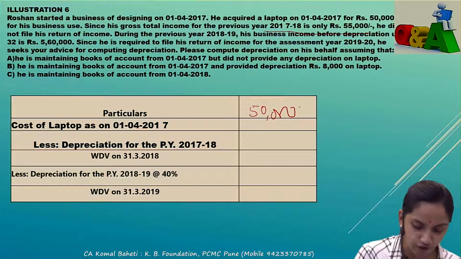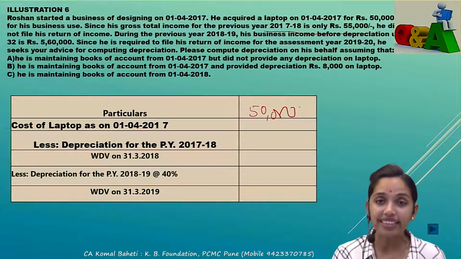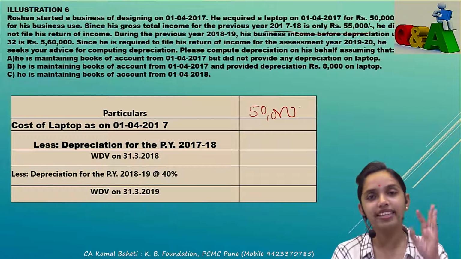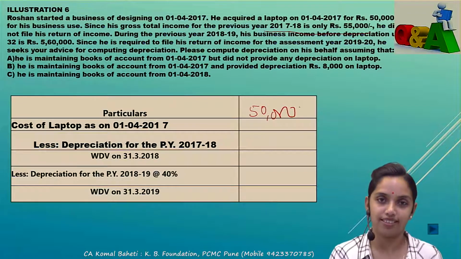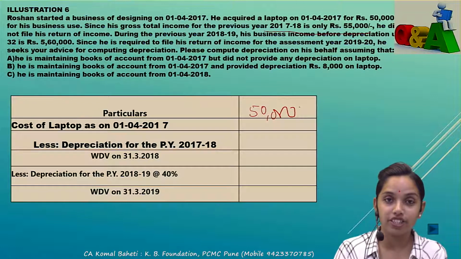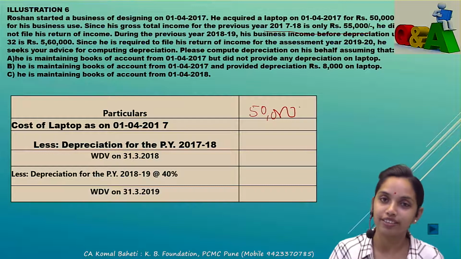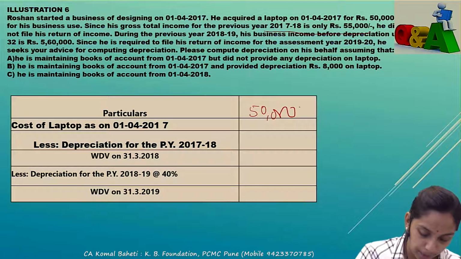The depreciation for 17-18 we need to calculate first. Correct? Even if you do not claim it, income tax says it will still be reduced from the cost of the asset. I told you that time also: one year you claim the depreciation, another year you say I don't want depreciation. That concept is not allowed under the income tax. So the depreciation will be reduced.